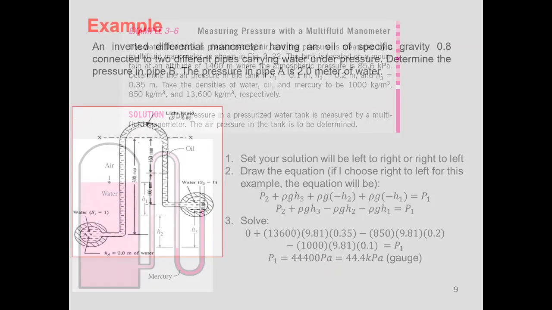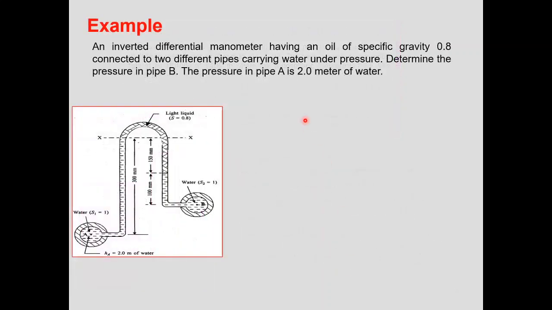Okay, let's go to the next example. An inverted differential manometer having an oil of specific gravity of 0.8 connected to two different pipes carrying water under pressure. Determine the pressure in pipe B. The pressure in pipe A is 2.0 meter of water. Okay, the solution using the 3 steps.